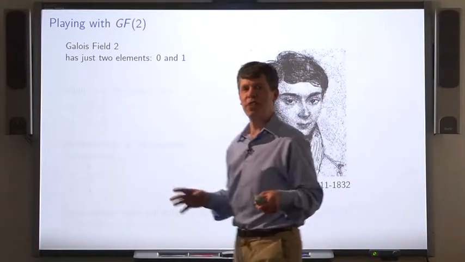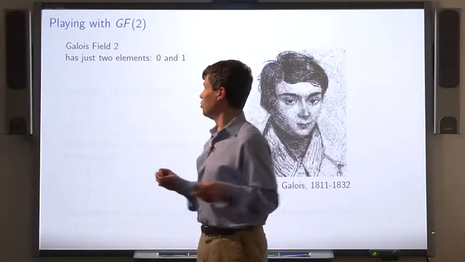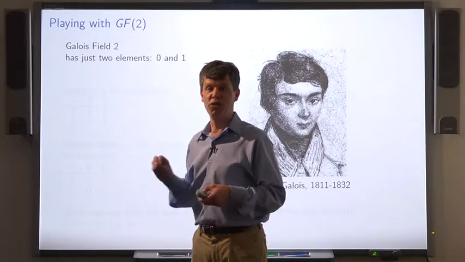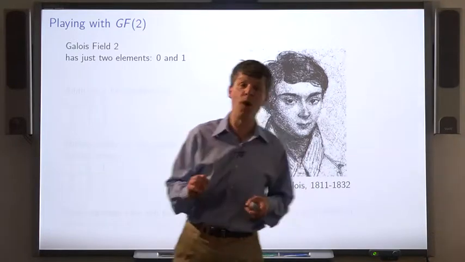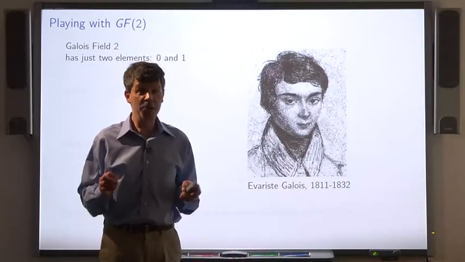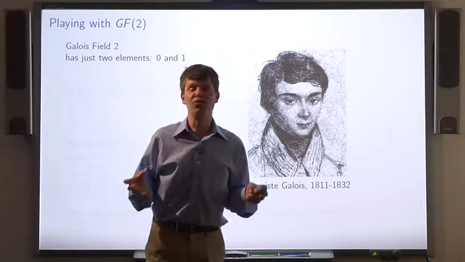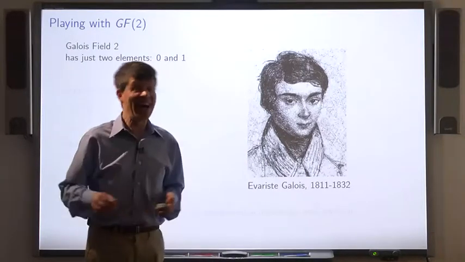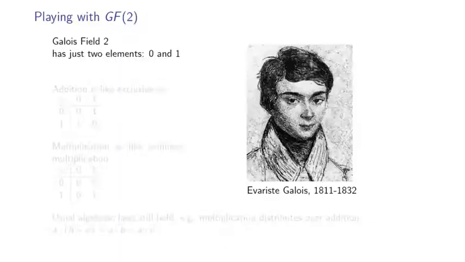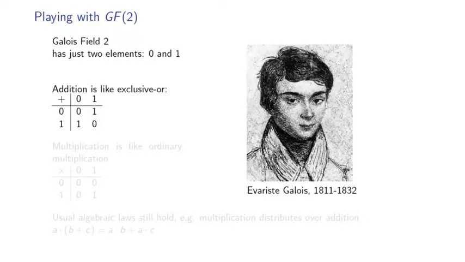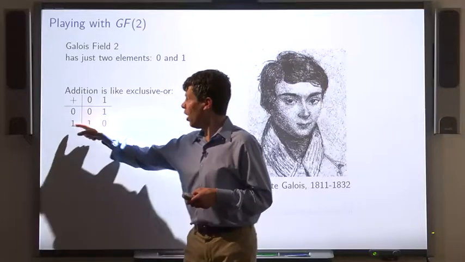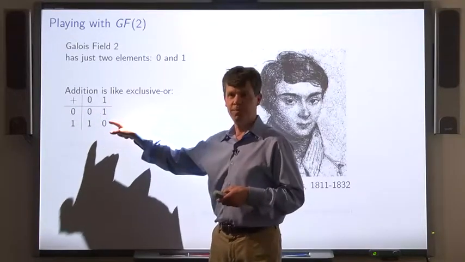Now we turn to another field, Galois field 2, which has just two elements, 0 and 1. It's named after Galois, who was a remarkable mathematician who laid the foundation for group theory, but died in a duel at the age of 21. Addition of 0 and 1 in the Galois field 2 is just like exclusive OR. That is, adding 1 and 1 gives you 0.